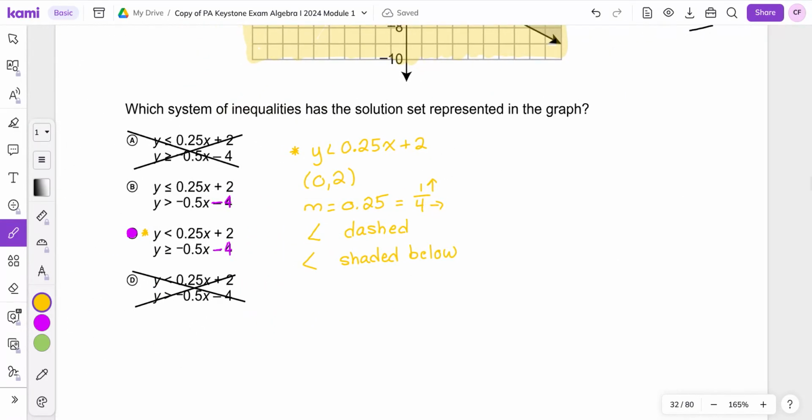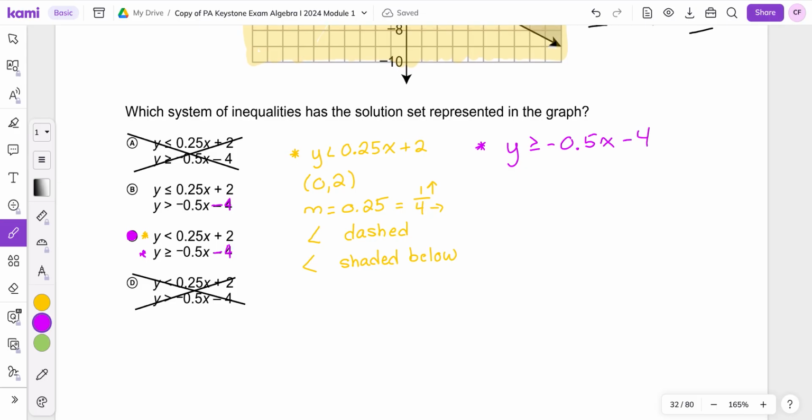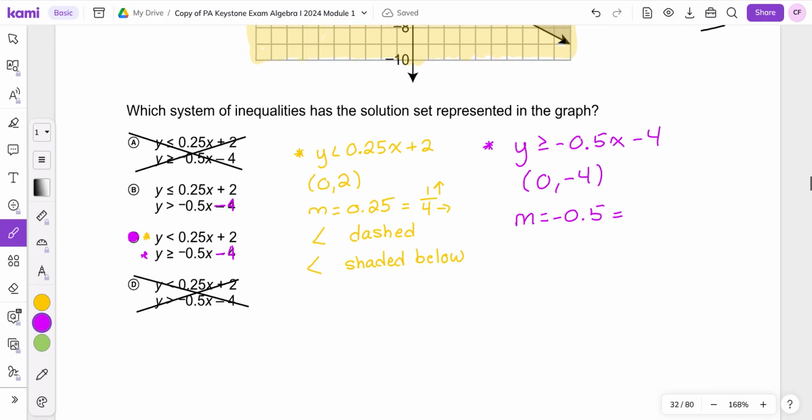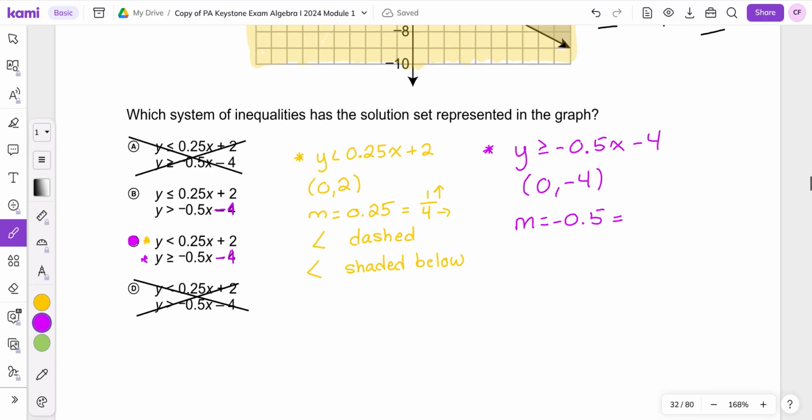If I look at the next line here, the one that I'm going to do here in purple, y is greater than or equal to negative 0.5x minus 4. The y-intercept was the negative 4. The slope is negative 0.5. Again, bad to work with decimal slopes, so convert that to a fraction, negative 1/2. Since this one was negative, it's going to move down 1 and 2 to the right.